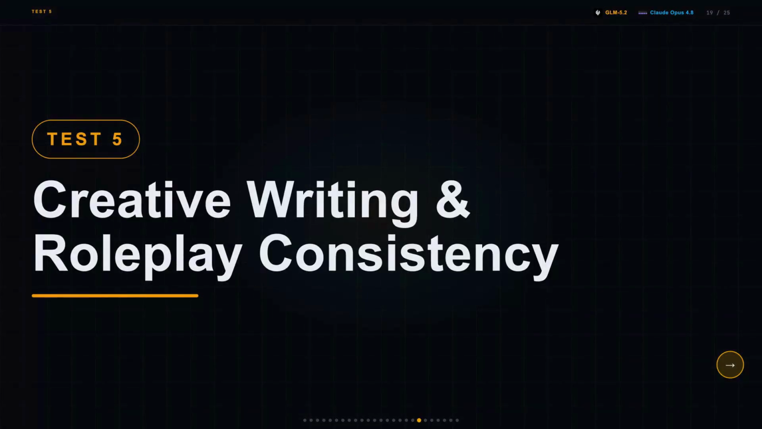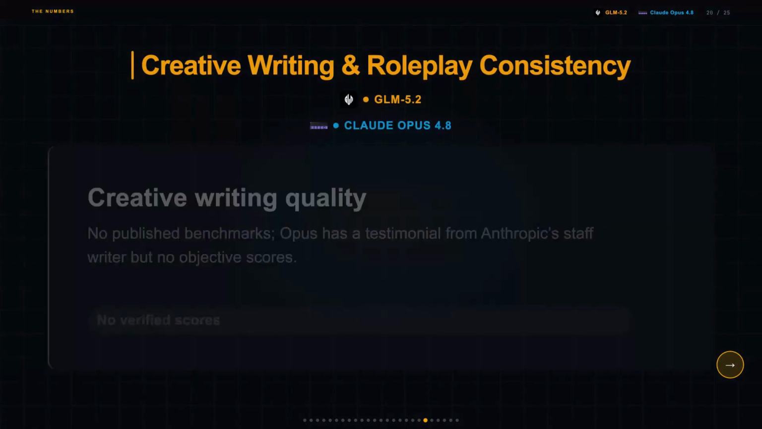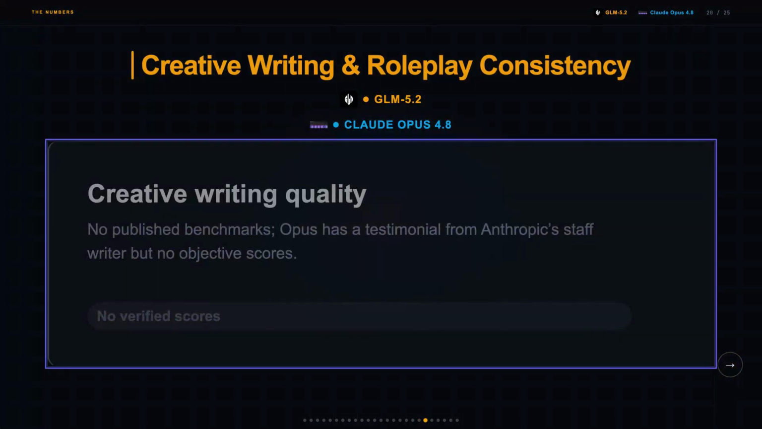Test 5, creative writing and roleplay consistency. Your model writes something that sounds flat, generic, or just off voice, and now your creative product feels like every other AI tool out there. Voice and taste are hard to quantify, but when a model gets it wrong, users feel it immediately and they stop coming back. What I found here is that there are no objective benchmarks for either model on creative writing.